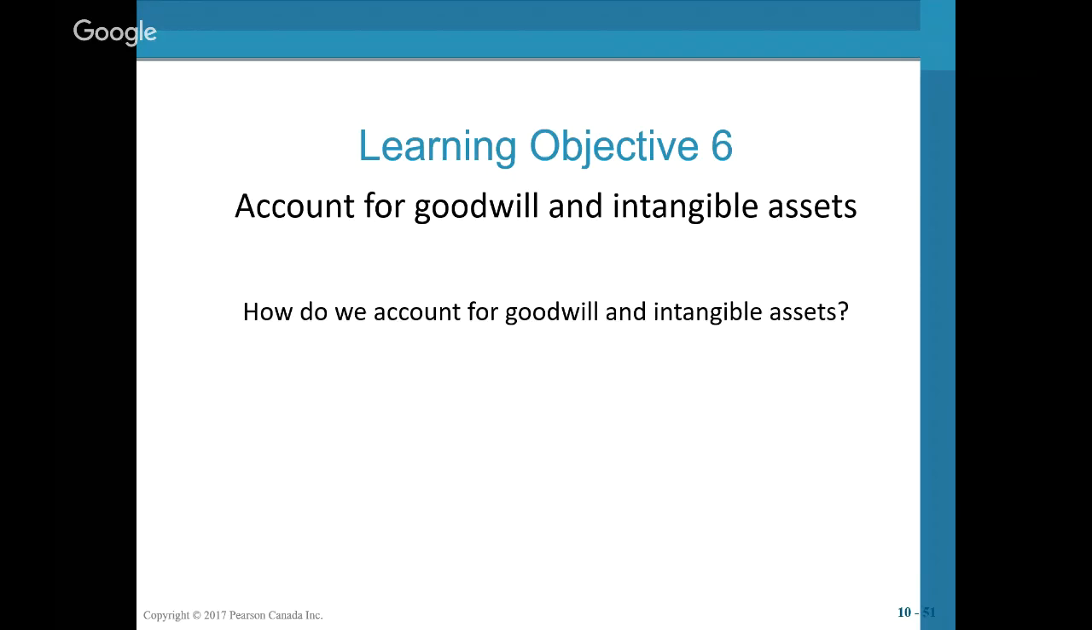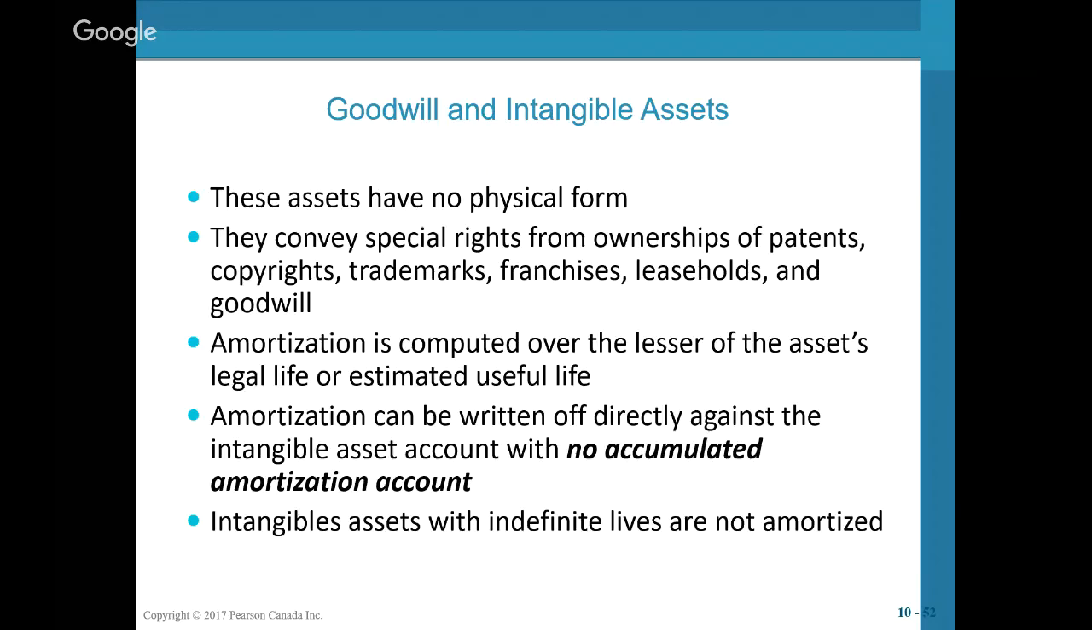Okay, and then there's goodwill and intangible assets. And again, we're not going to spend too much time on intangibles in this course. There's already a lot in this chapter. Okay, so just kind of working through this here. Intangible assets don't have a physical form to them.